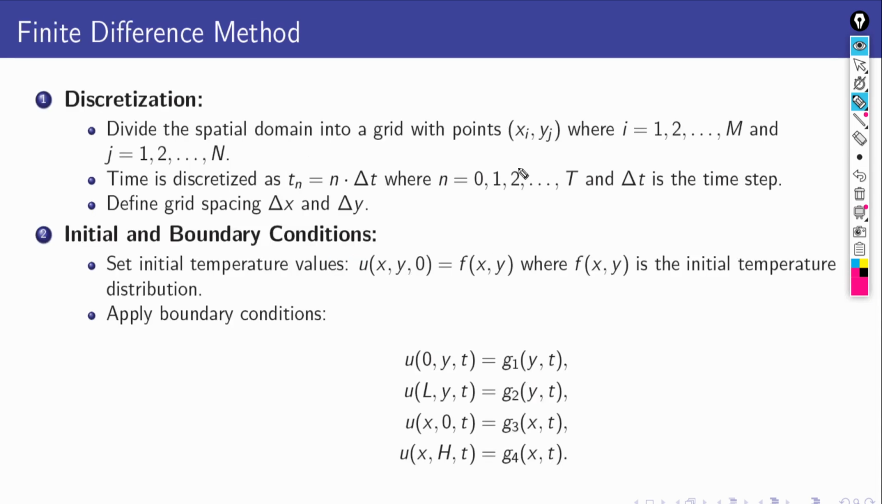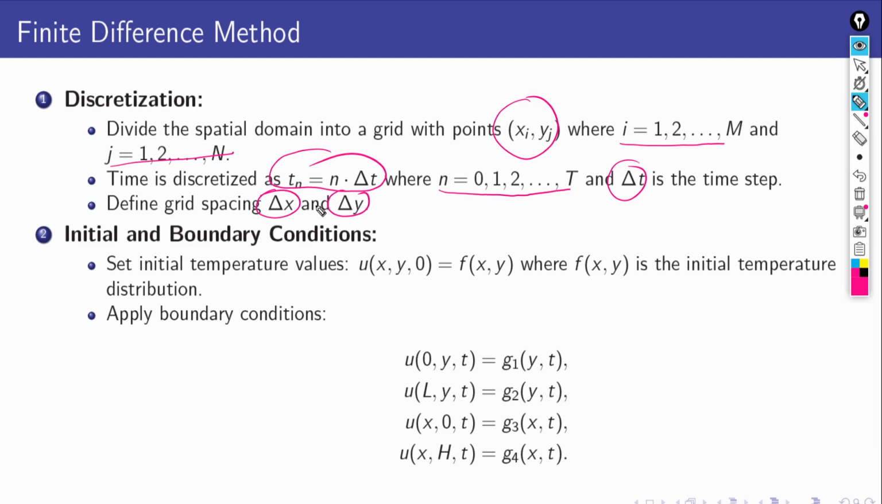So first we need to discretize the domain, dividing the spatial domain into grid points (x_i, y_j), where i will be equal to 1 to m and j will be equal to 1 to n. And also we need to discretize the time domain. t_n will be equal to n times delta t, where n will be equal to 0, 1, 2, 3 up to N. Delta t is the time step, and the grid spacing we have is delta x and delta y along the x-axis and along the y-axis.